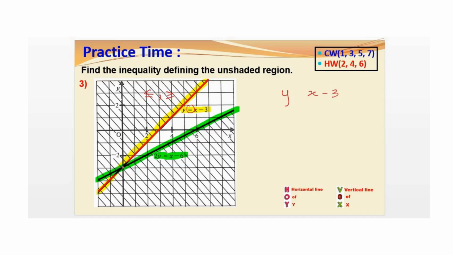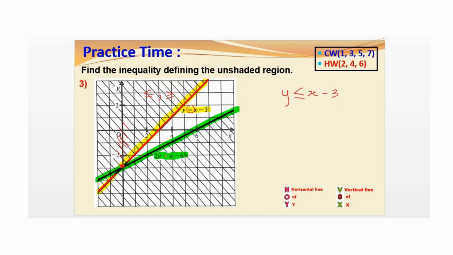So let's decide from here. From this point you can see all the greater values are shaded and the lower values here are unshaded, because this area has the lower values of y and this area has the larger values of y. So you have the lower region unshaded and the upper region shaded. So that's why you will say y ≤ x - 3.